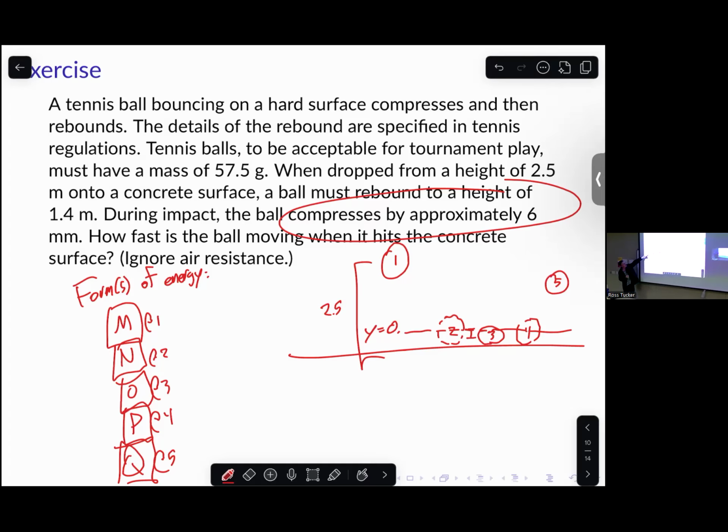Note, while I'm saying there's work being done, how do I know that? Because it starts from a height of 2.5 meters and it ends at a height of 1.4 meters. Something had to suck energy out of it. Where does it go?